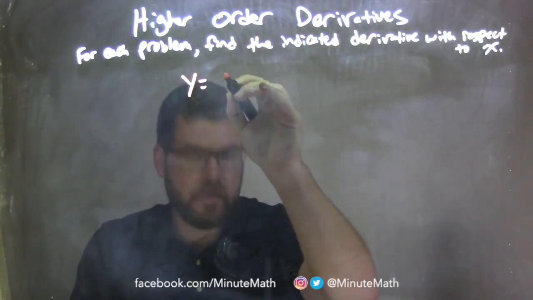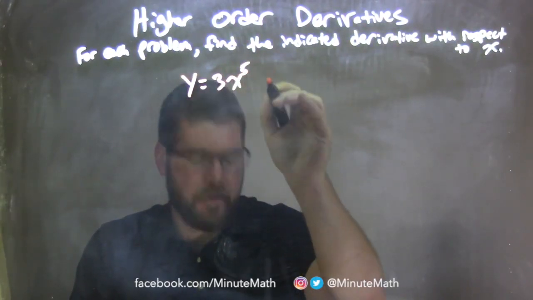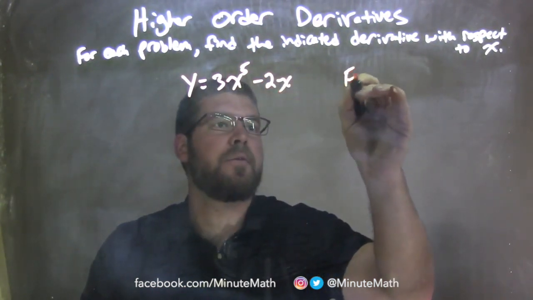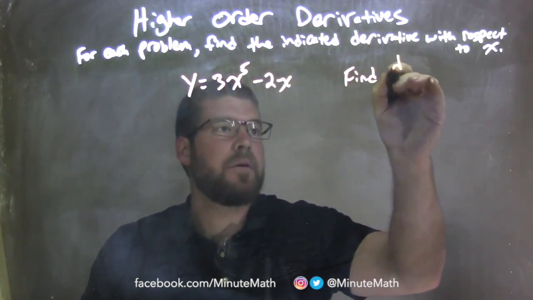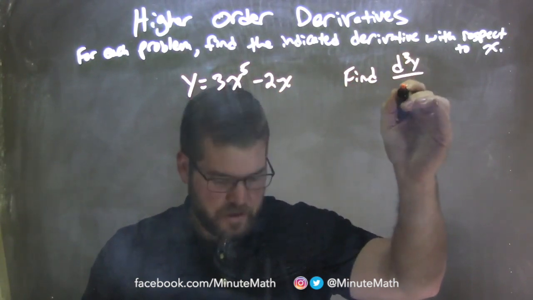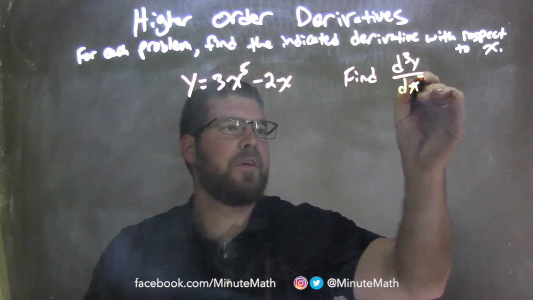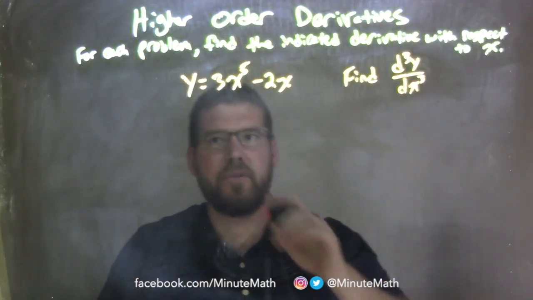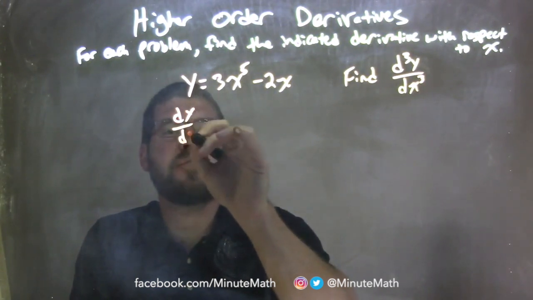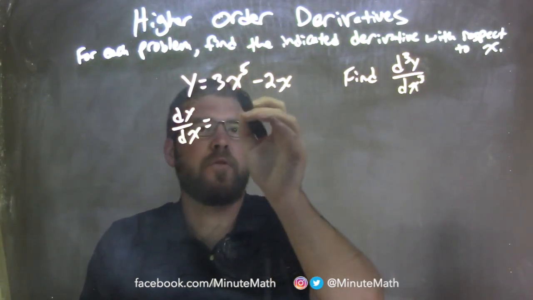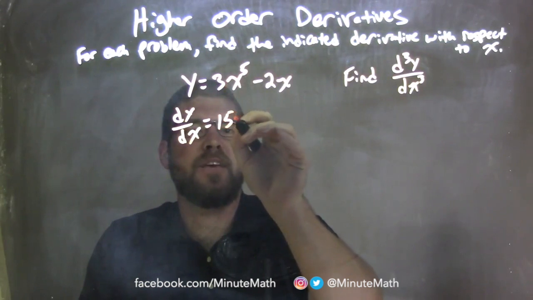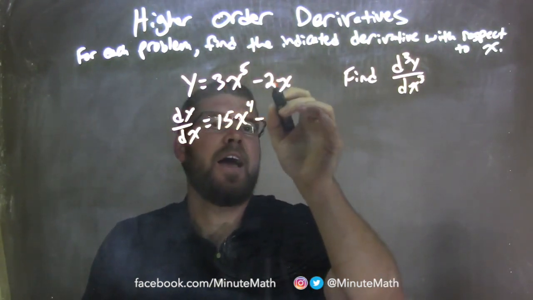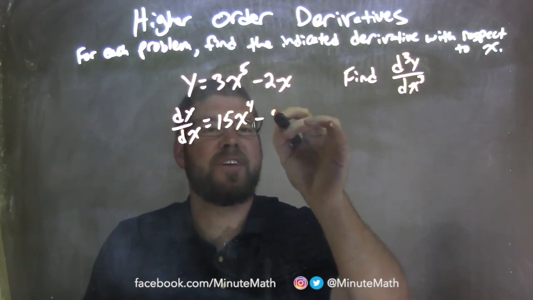Y equals 3x to the fifth power minus 2x, and we want to find the third derivative, d cubed y over dx cubed. Well, first thing I need to do is find the first derivative. So we have dy dx here. We use the power rule in this first part. 5 times 3 gave me that 15x to the fourth power. Subtract the exponent by 1, minus here. And the derivative of just 2x is just a 2.